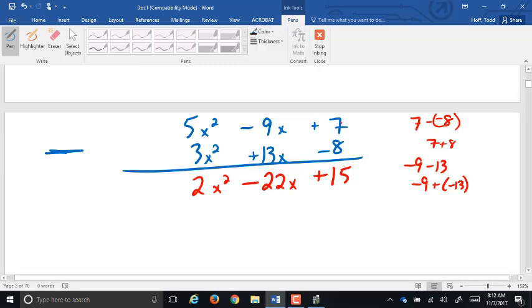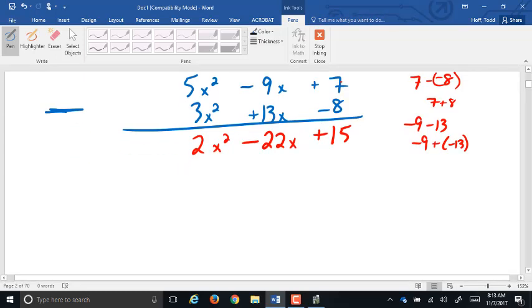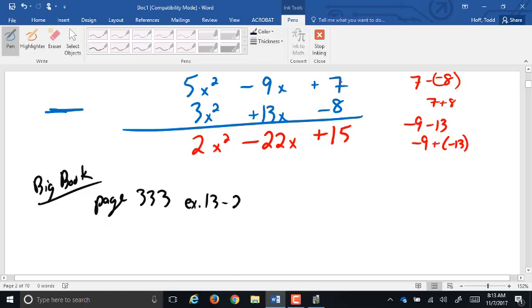Okay, we've only got about 8 minutes left, so I'm going to let you guys have some time to practice. We'll talk about multiplication and division tomorrow. This is in the big book. Page 333, exercise 13-2. And pages 335 through 336, exercise 13-3.